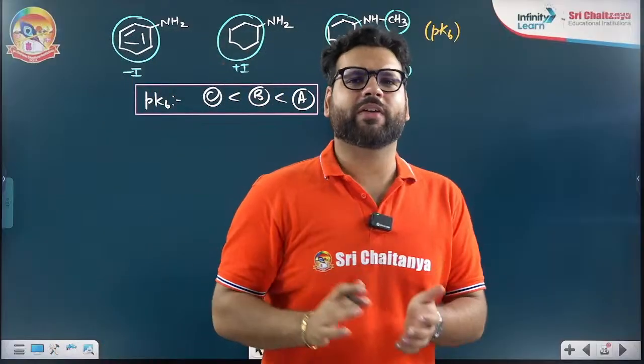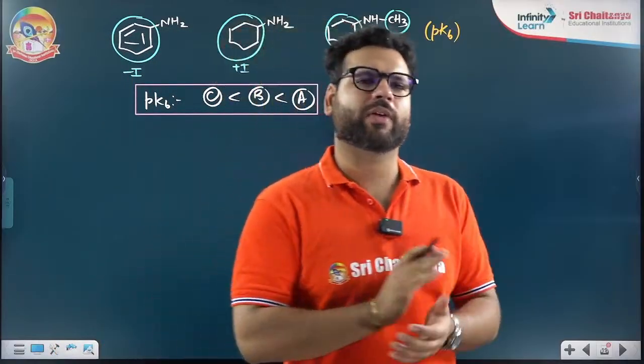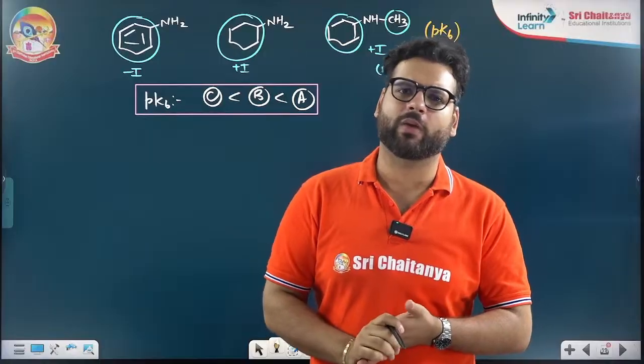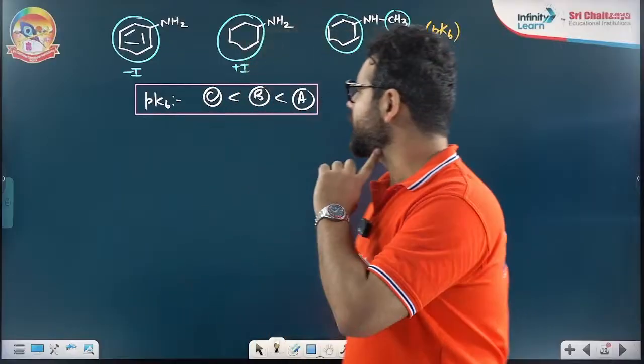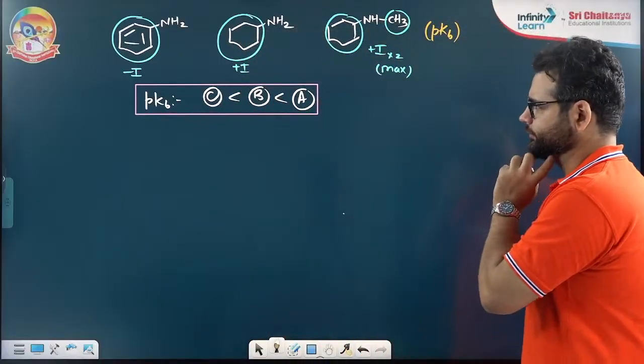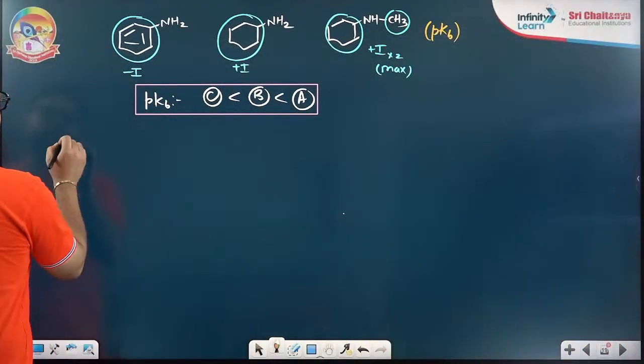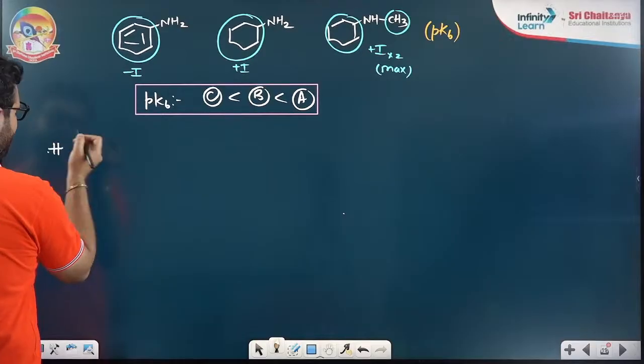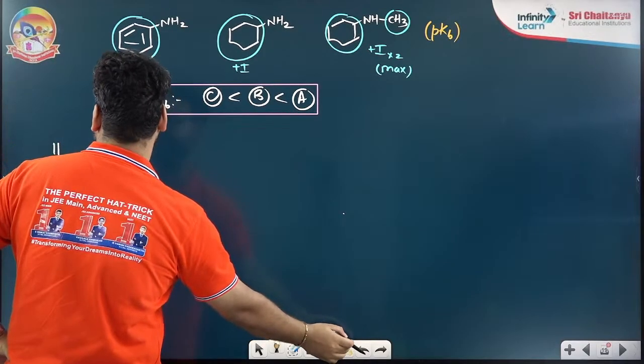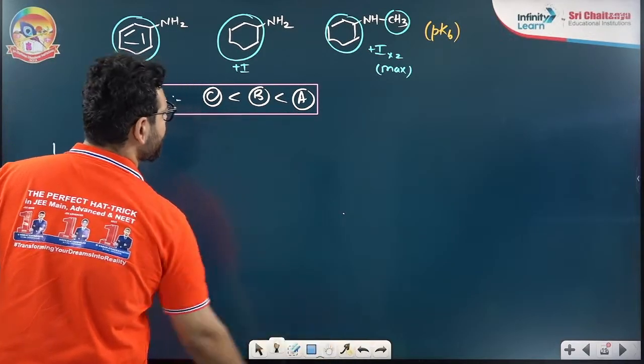Okay, in the same way, one example of carbocation and one example of carbanion I have also given you. This is how you can check for inductive effect. Now let's see some examples of carbocation and carbanion as well. Then we'll move to the next one.